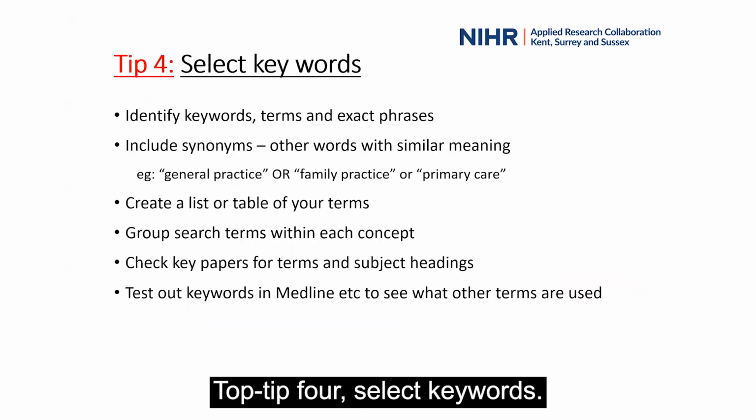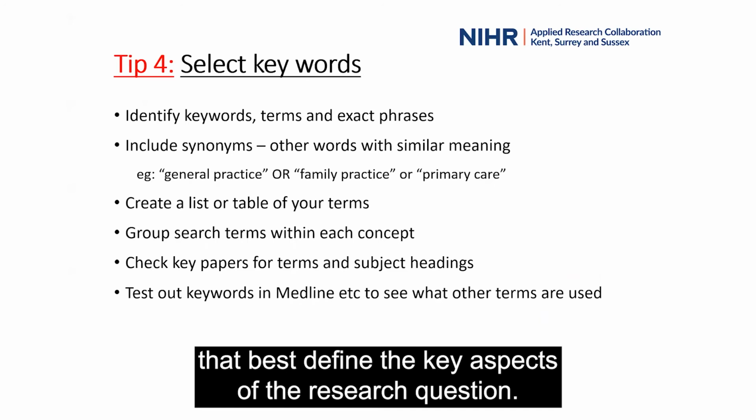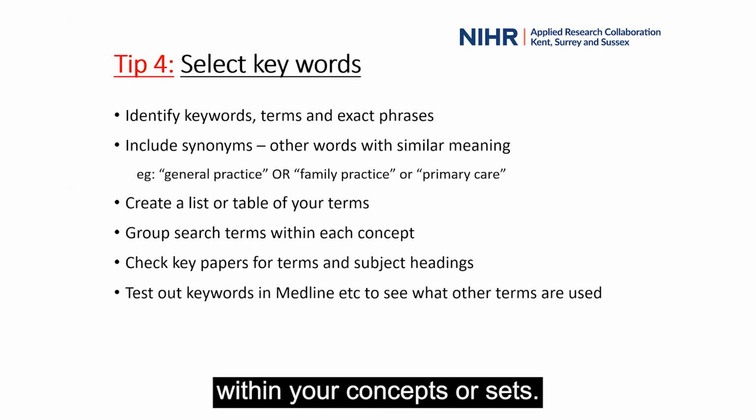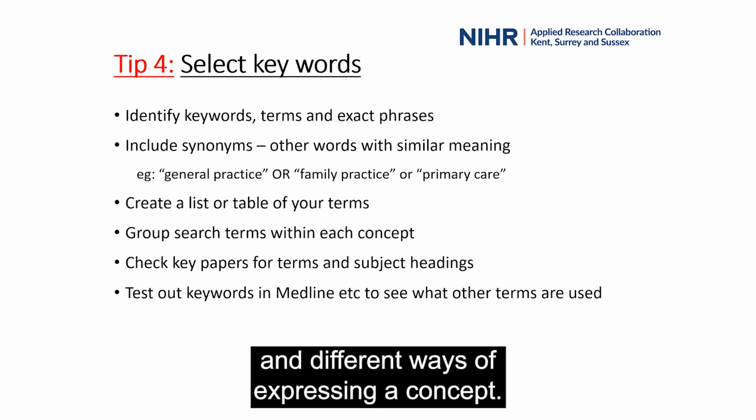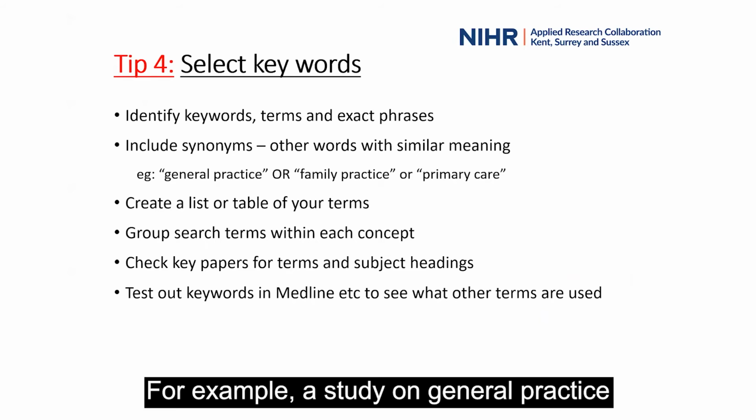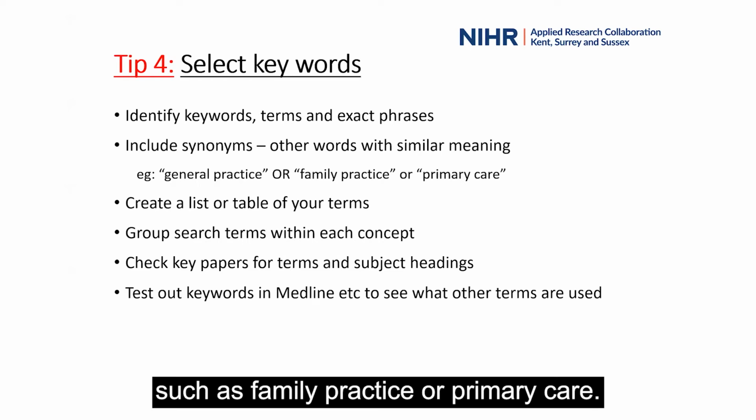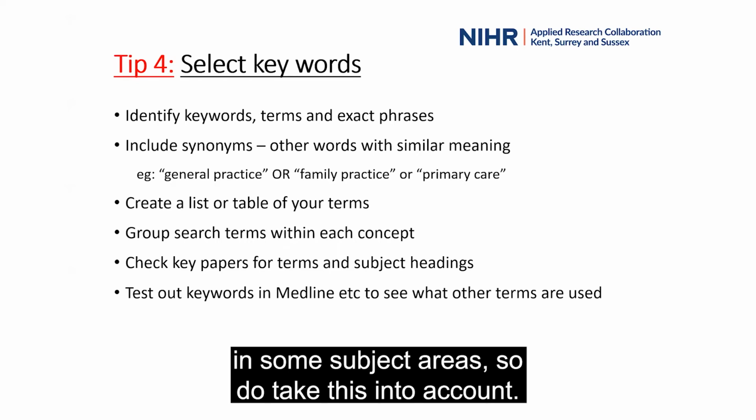Top tip 4, select keywords. Identify keywords, terms, and exact phrases that best define the key aspects of the research question. Create a table or list and place these terms within your concepts or sets. When choosing terms, think of synonyms and different ways of expressing a concept. For example, a study on general practice would need to include many other terms to capture the literature, such as family practice or primary care. American terminology can differ from UK terminology in some subject areas, so do take this into account.